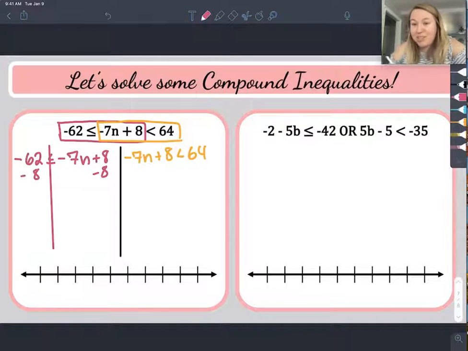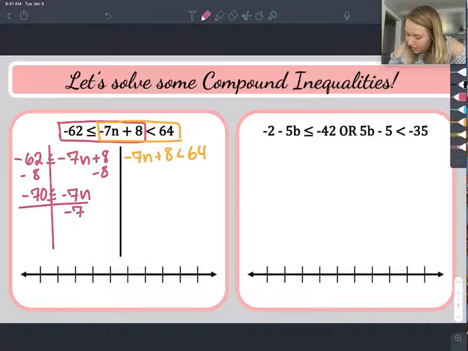Keep in mind when we're subtracting a number from a negative number, we're going to add them. So we're going to get negative 70 is less than or equal to negative 7n. The next step here is we're going to divide both sides by negative 7. And remember, with inequalities, if we are dividing by a negative number on both sides, we have to flip the inequality. So this turns into a greater than or equal to symbol, and we get the answer 10.